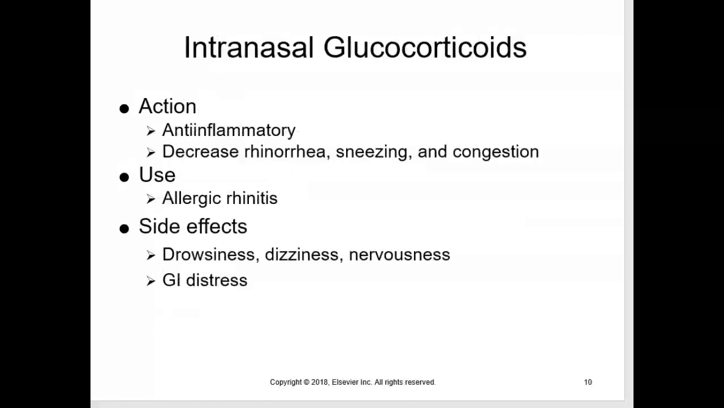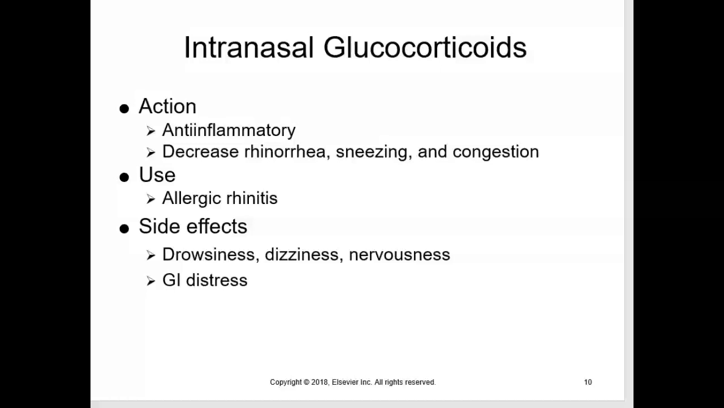Now we'll talk about intranasal glucocorticoids. So glucocorticoids is a classification you're already familiar with. When you think of glucocorticoids, hopefully you're thinking anti-inflammation. So intranasal glucocorticoids work by decreasing inflammation, and as a result of that decreased inflammation, the patient will have decreased rhinorrhea, decreased sneezing, decreased congestion.